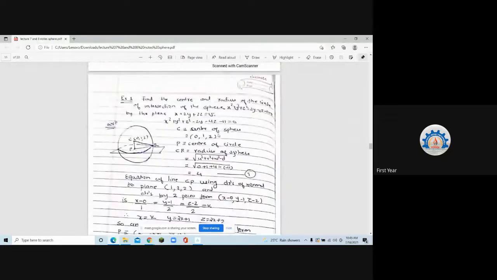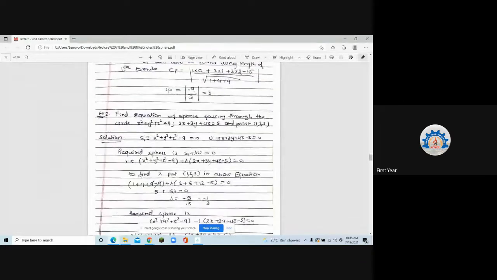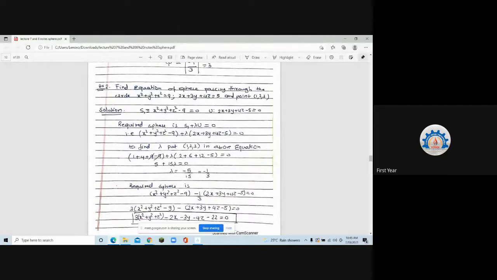First, let me take the questions on equation of the sphere. Yes. This is the first type of question that can be asked. So write down the question and we'll solve it. Please write down all of you all.